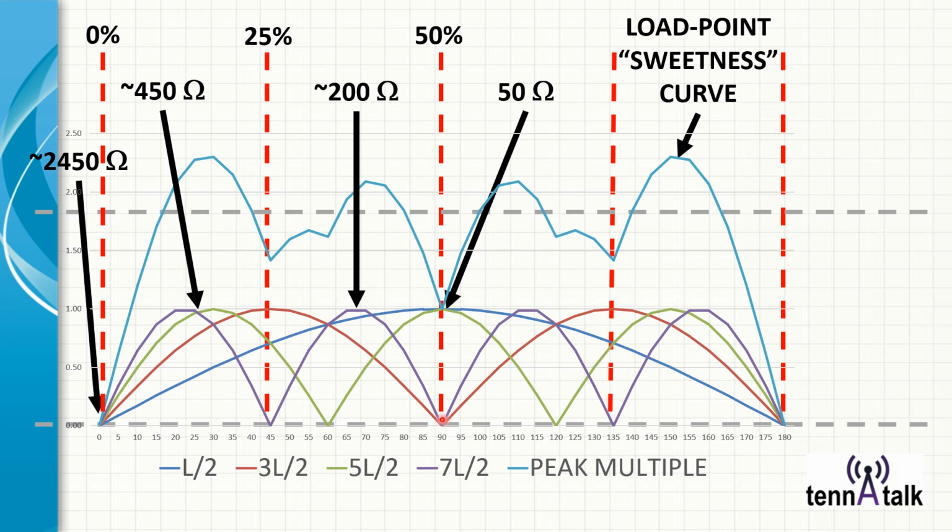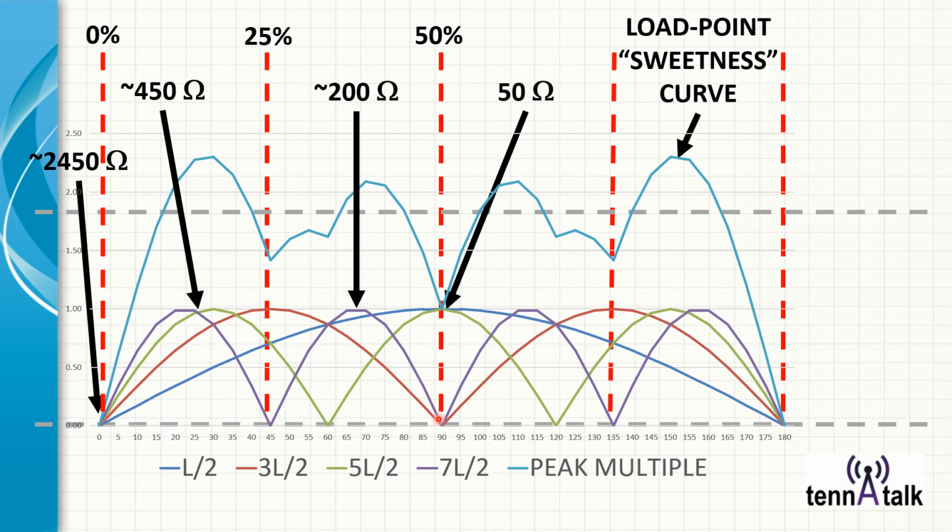And you say, well, what about 10 meters? Well, that's the purple curve. I got 1, 2, 3, 4 waves of current on here. And again, the current is very low, and therefore the voltage very high. It's not going to be 50 ohms, it's going to be very high impedance, and I would need to match to that deliberately.